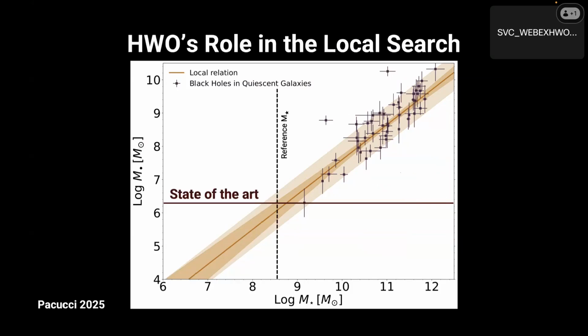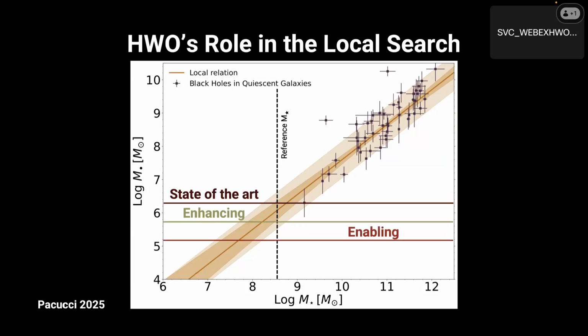So how does the angular resolution affect the science case, or what can we achieve with the science case? The current state of the art is this. We can observe dynamically within about 10 megaparsec black holes of 10 to the 6 solar masses or above, of course. Now, with higher and higher angular resolution, we can reach enhancing, enabling, and breakthrough capabilities for HWO.